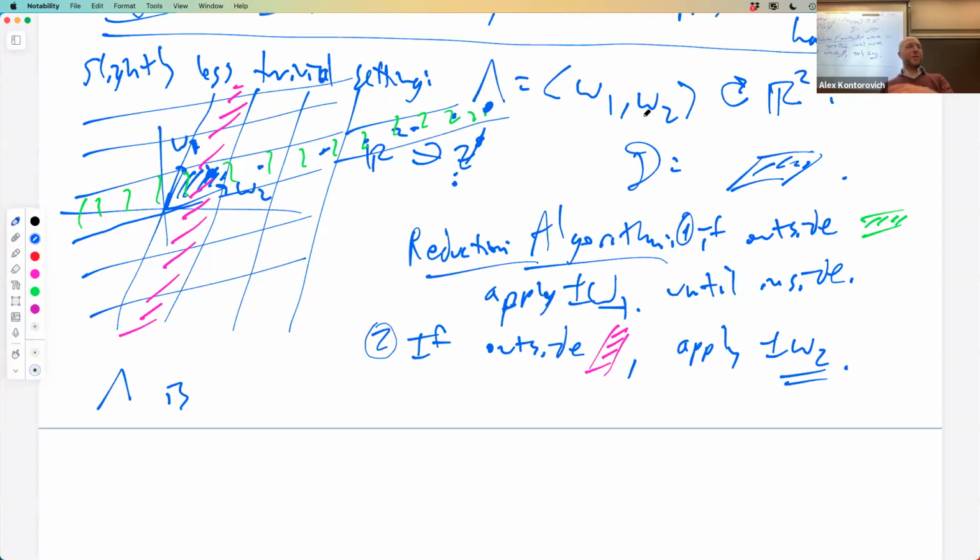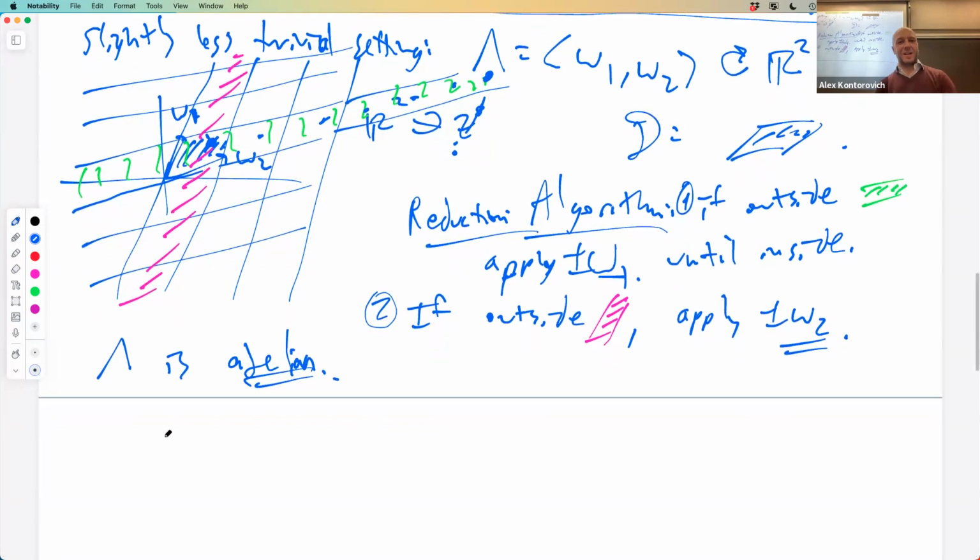If I do W1 first and then W2, does that make a difference? If I translate, it's commutative. It's abelian. Yeah, exactly. It's abelian, so the reduction algorithm is just trivial. You simplify with respect to W1 as best you can, you simplify with respect to W2 as best you can, and you're done.